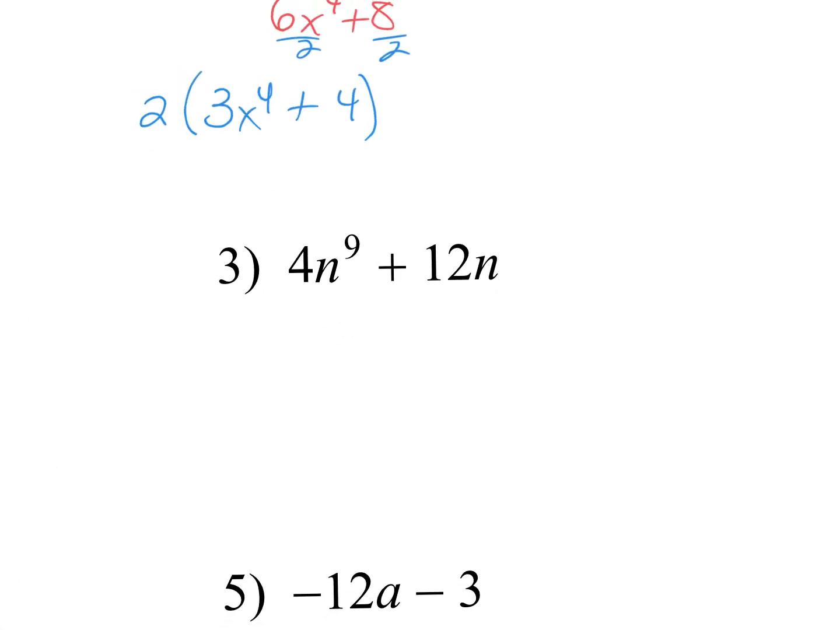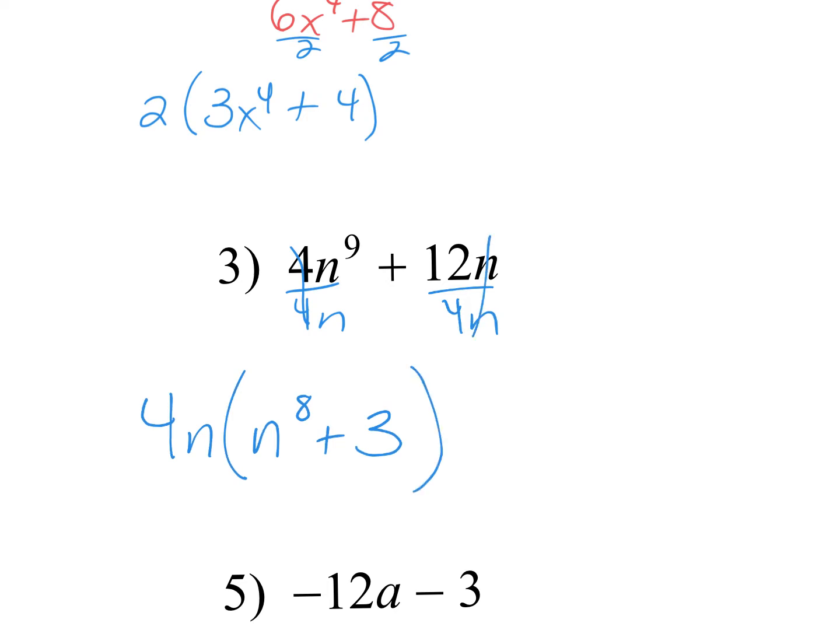All right, so if I come now here to number 3, 4n to the 9th power plus 12n. What number do they have in common? 4. I can take out a 4, correct? What else can I take out? N. They both have an n. So if I divide both terms by 4n, what's 4 divided by 4? Cancels out. What is n to the 9th divided by n to the 1st? N to the 8th. Good. If you're dividing, same base, you subtract exponents. And then what's positive 12 divided by 4? And then what happens to my n's? They cancel out. So that's what we're left with.